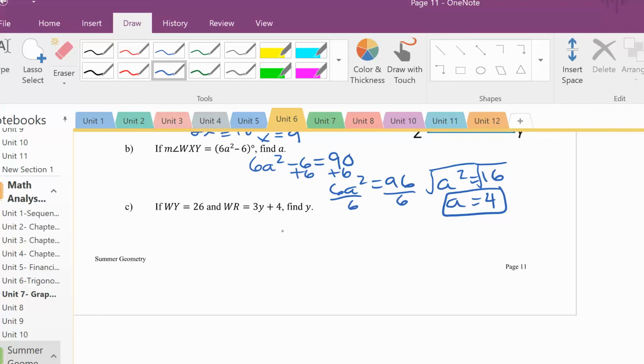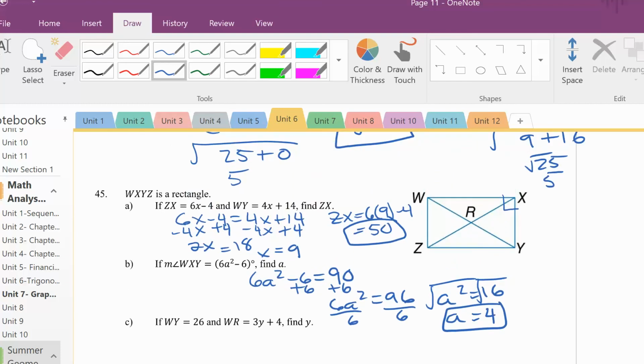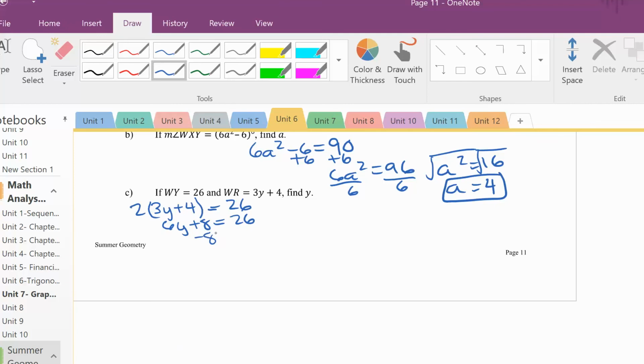All right, and last but not least, it says WY is 26, so WY is 26. WR is 3y plus 4, so that means 3y plus 4 times 2, because these are equal, is equal to 26. So 6y plus 8 equals 26. Subtract 8. So you get 6y equals 18. y equals 3.